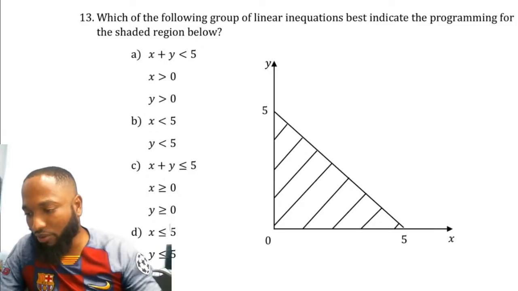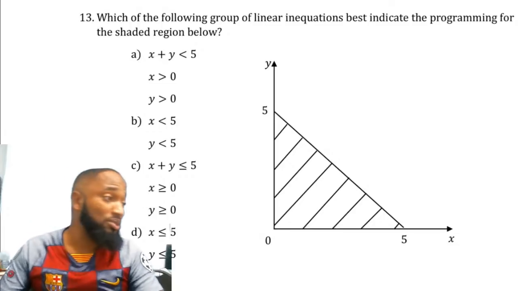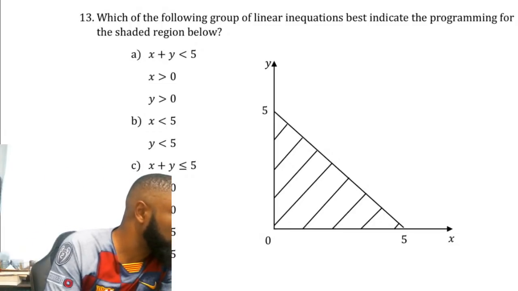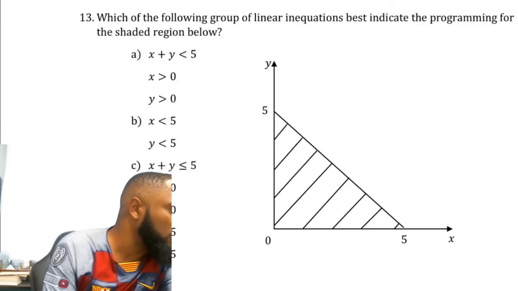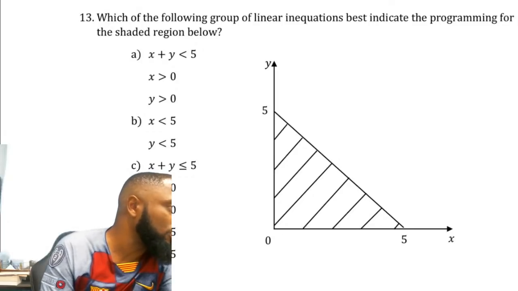Which of the following group of linear inequalities best indicates the programming for the shaded region below? Let me see what kind of answers I get for 13. If it was a horizontal line, the gradient is 0. Somebody just come in and see that one, because I see that a few times.